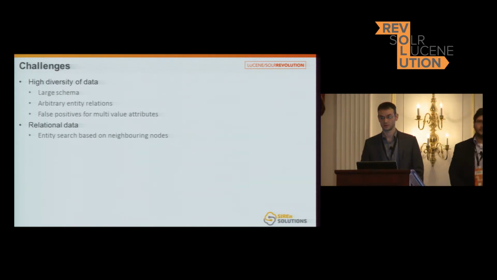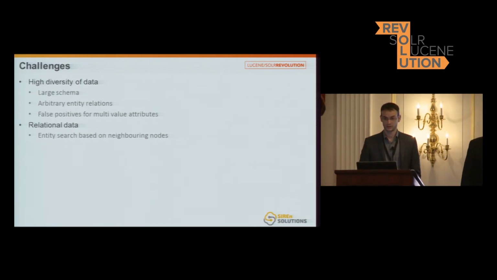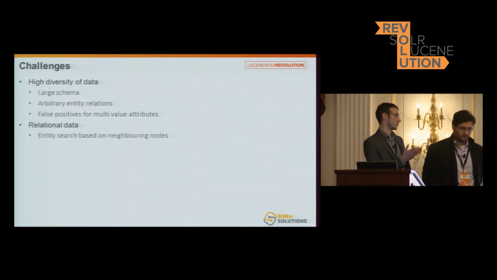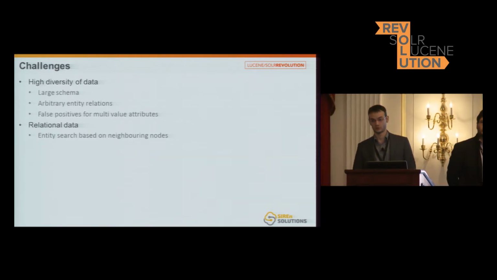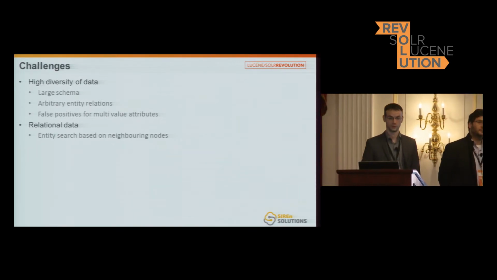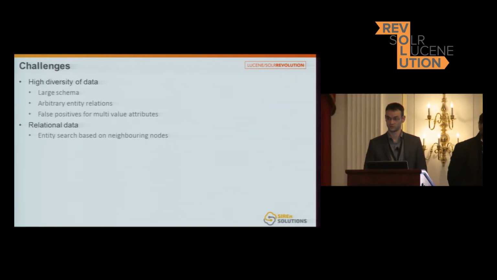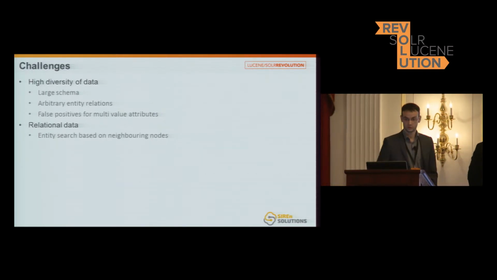So as we can see, the knowledge graphs have quite a complicated schema and are usually quite large. You also have arbitrary entity relations that usually don't follow the schema, like in a database. Another small problem, but one that can have consequences, is that you usually have lots of multi-valued textual attributes, and if not properly handled, you will end up with false positive results in your search.